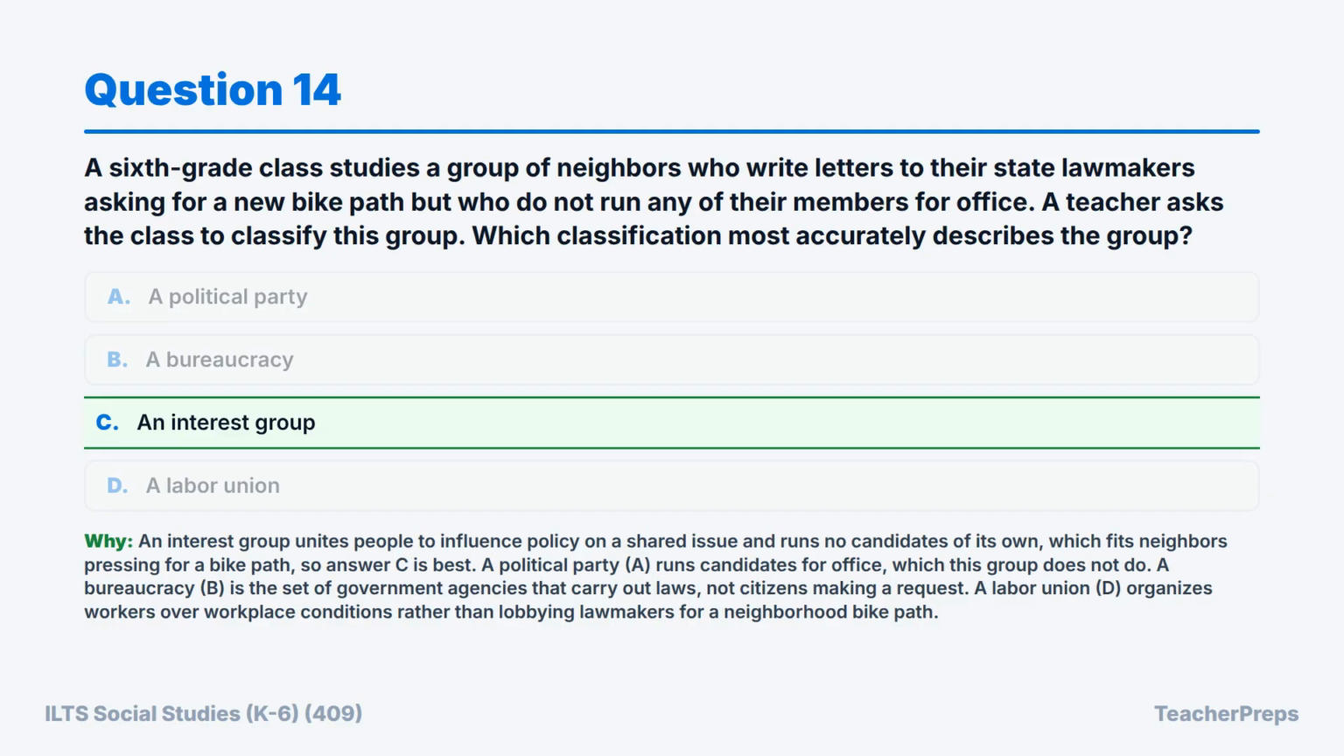A political party, A, runs candidates for office, which this group does not do. A bureaucracy, B, is the set of government agencies that carry out laws, not citizens making a request. A labor union, D, organizes workers over workplace conditions rather than lobbying lawmakers for a neighborhood bike path.